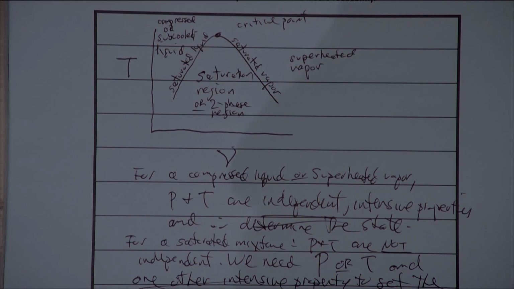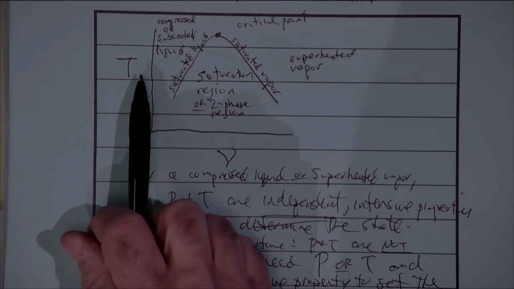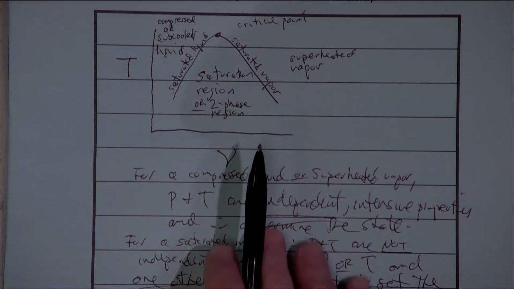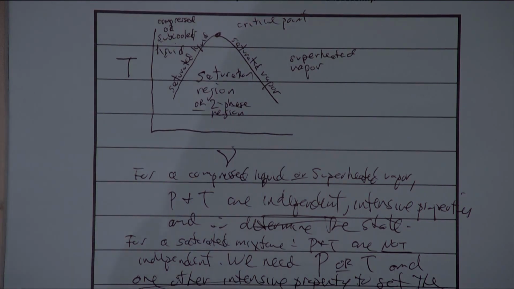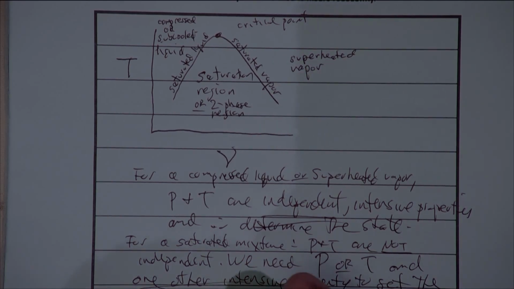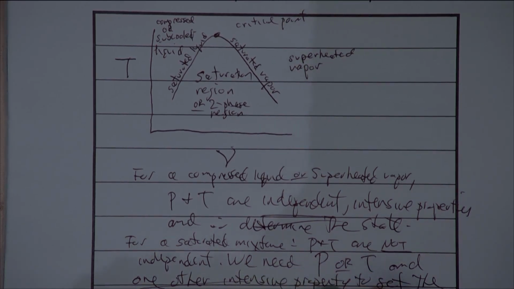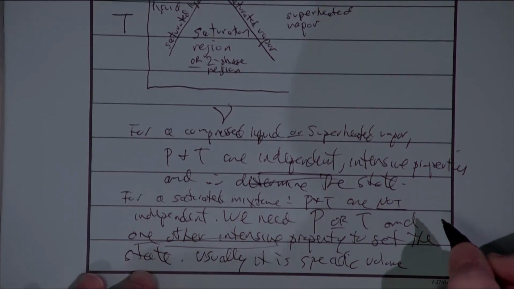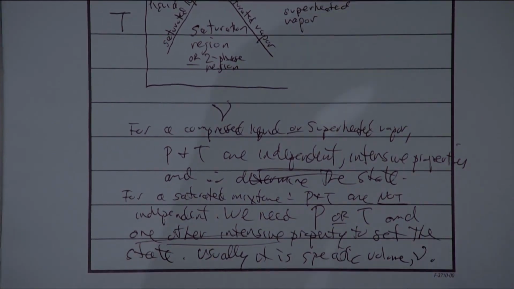In many problems, it's the specific volume, right? Note that this is a temperature versus specific volume diagram. I didn't just write this here by accident. Turns out the specific volume, being just the ratio of volume over mass, is measurable, right? We can very easily find a substance's density, or its specific volume, the inverse of density. So more often than not, we need pressure or temperature and one other intensive property. Usually it is the specific volume, which is lowercase letter v.